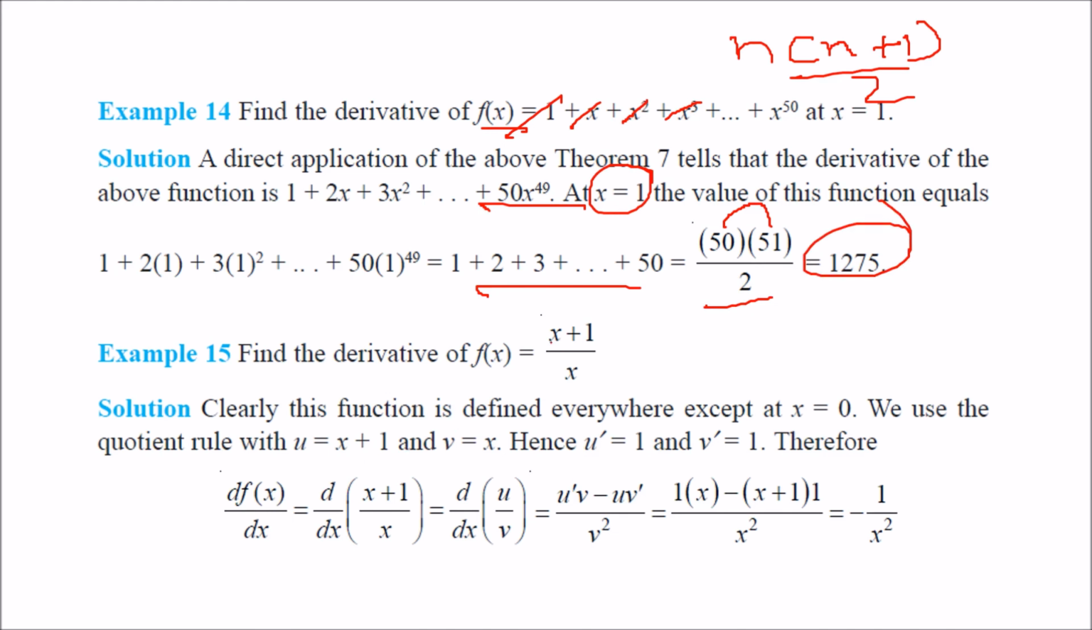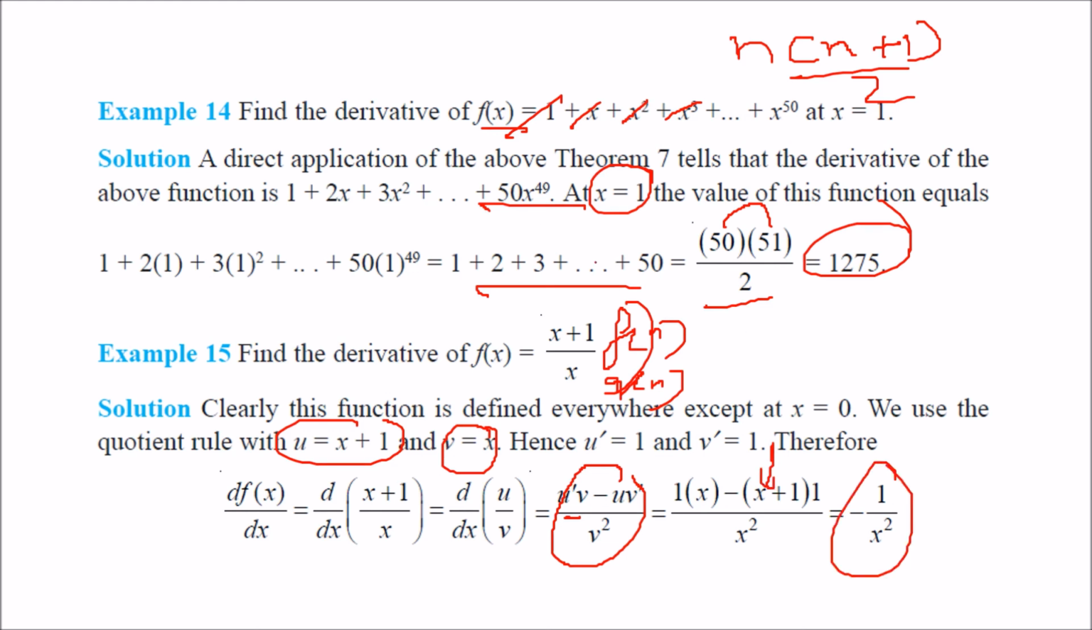How to take the derivative of this now? x plus 1 by x. This is your f(x) and this is your g(x). So we'll use the Leibniz rule, the quotient rule: u by v. This is the Leibniz rule. So u dash v minus u v dash by v square. u we have taken as x plus 1, v you have taken as x, and you can just take the derivative. This will be minus 1 by x square.